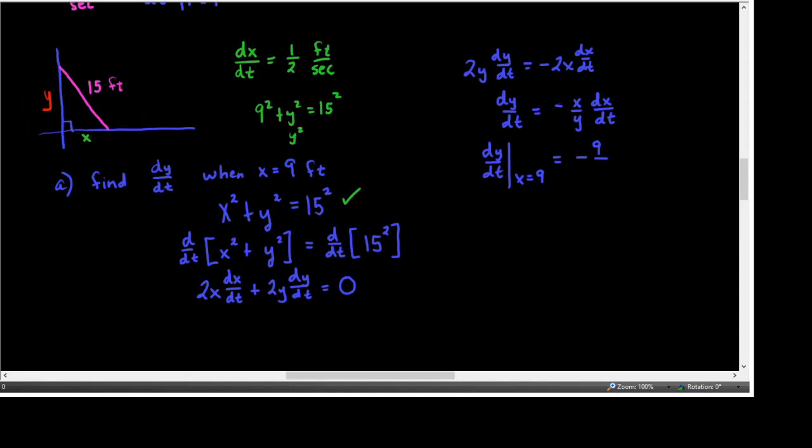And so y squared is equal to 225 minus 81. 225 minus 81 is 144. And so that means y is 12. Right. So that's going to be 12. Calculated, not given. And calculated using the equation we came up with. Okay. Anyway, so I substituted in for y, and then dx/dt was given. It was positive 1/2. And so our answer is going to be negative 3/8.